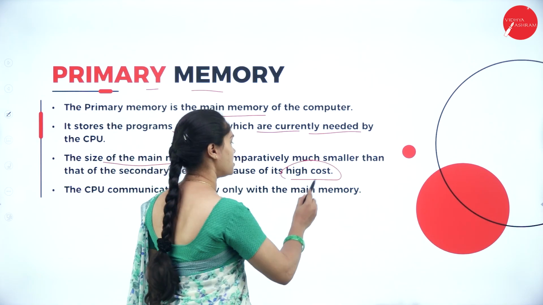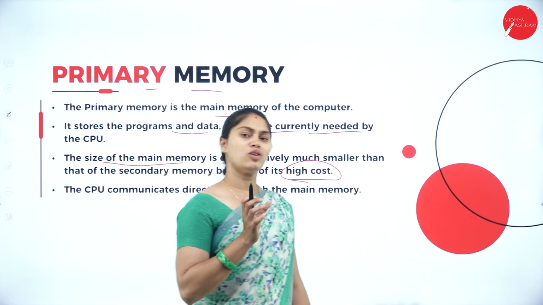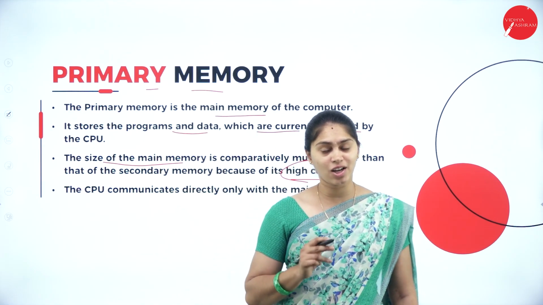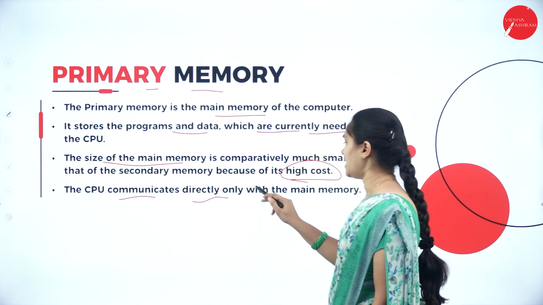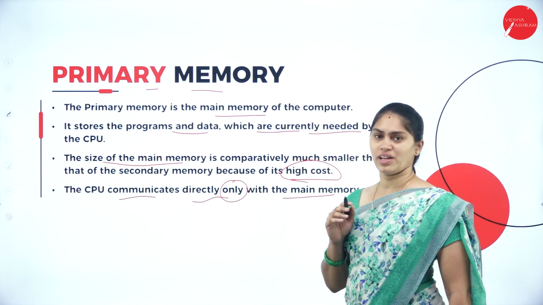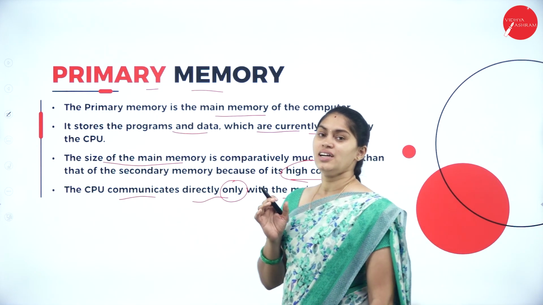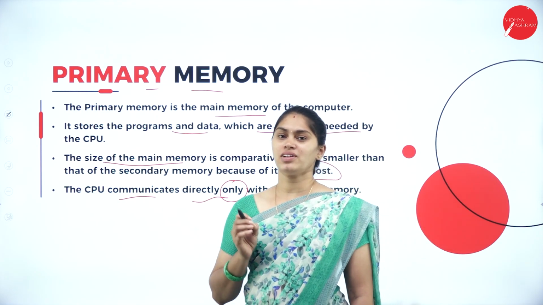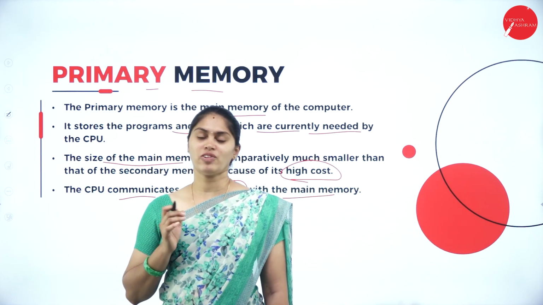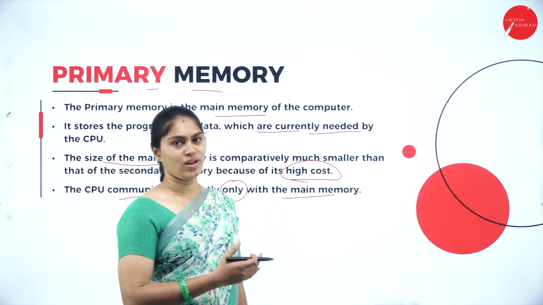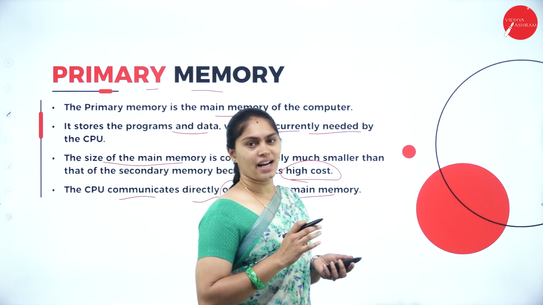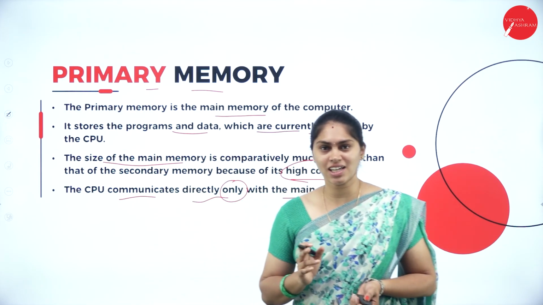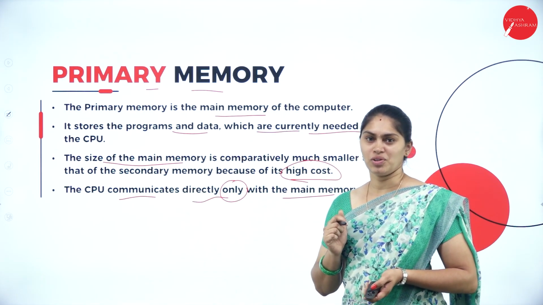Why? Because it is costlier and it holds only a small amount of data which is required for the processing. Also, the CPU communicates directly only with this main memory. That's the reason I told you that whatever we want to execute should be in the main memory. Why? Because the CPU can only interact with this main memory. That is why we have to keep the data and instructions which need to be executed in the computer's main memory.